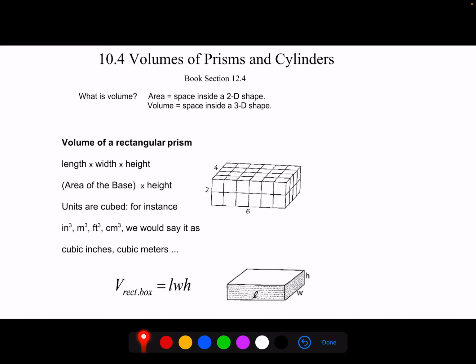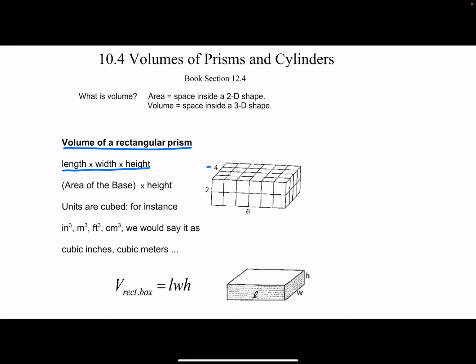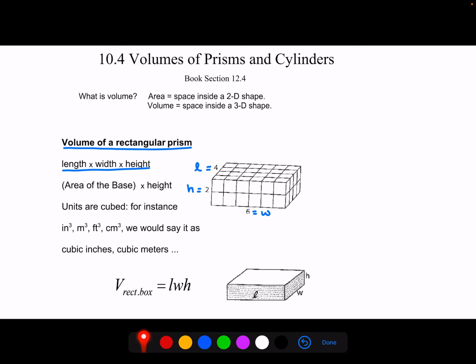Now, for a rectangular prism, our formula for volume will just be length times width times height. And with that formula, it doesn't matter which side you choose as length, width, or height, because we're multiplying all three values. And if I'm multiplying all three values, it won't matter the order that I multiply in, because I'll get the same answer regardless.